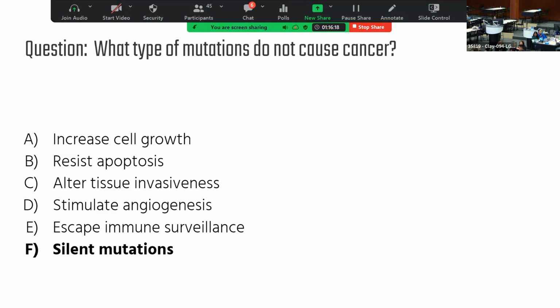Tissue invasiveness enables spread. Stimulate angiogenesis. Angiogenesis is the formation of new blood vessels. These blood vessels supply the cancer, which allows it to keep growing. And E, escape immune surveillance. Obviously, it's just not able to be degraded. So silent mutations are the ones where the base is changed, but it doesn't affect the protein that's coded.